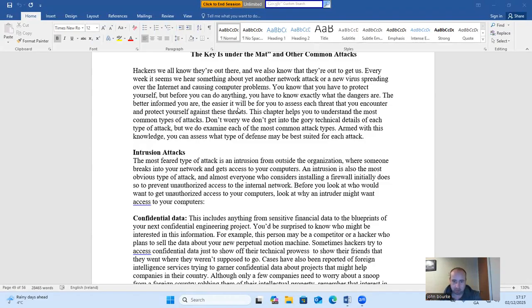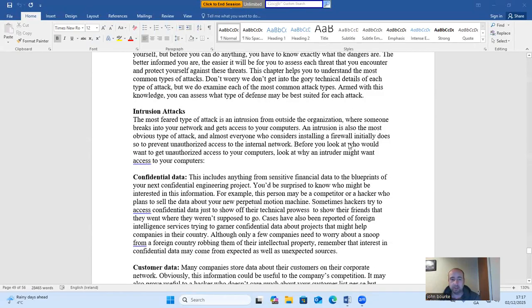The better informed you are, the easier it'll be for you to assess each threat that you encounter and protect yourself against these threats. This chapter helps you to understand the most common types of attacks. Don't worry, we don't get into the gory technical details of each type of attack, but we examine each of the most common attack types. Armed with this knowledge, you can assess what type of defense may be best suited for each attack.